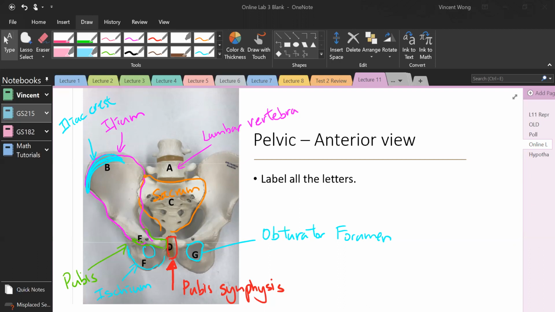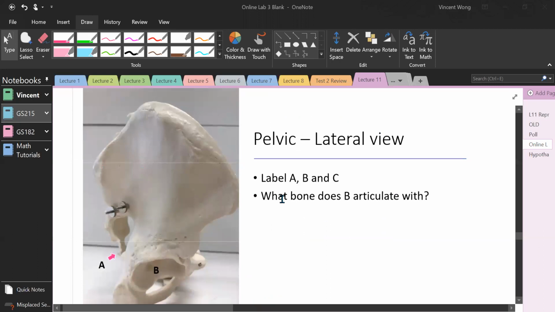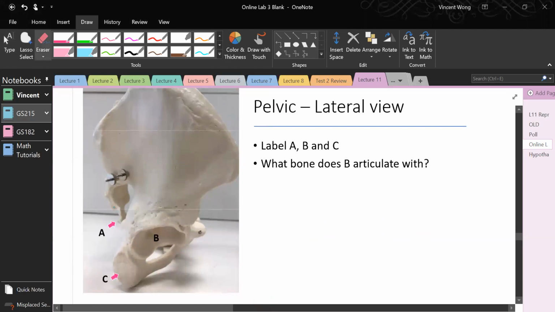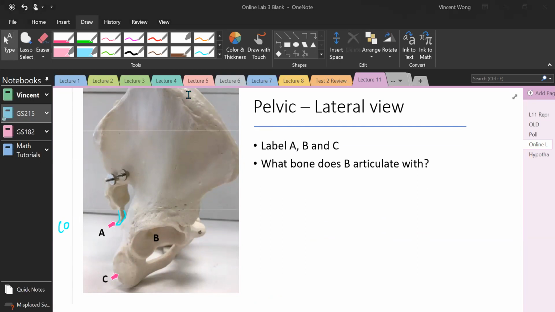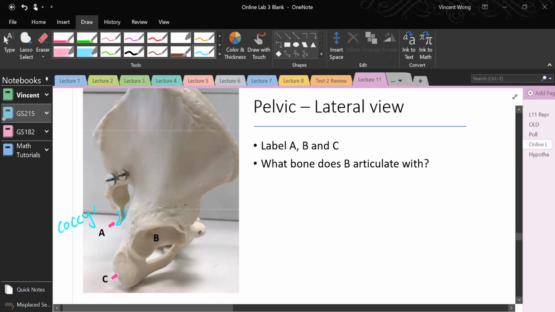All right. This is looking at it from the side. A is the tailbone. Those are the coccyx bone. Coccyx bone, C-O-C-C-Y-X, coccyx bone, tailbone. C is the part of the ischium that you're sitting on.